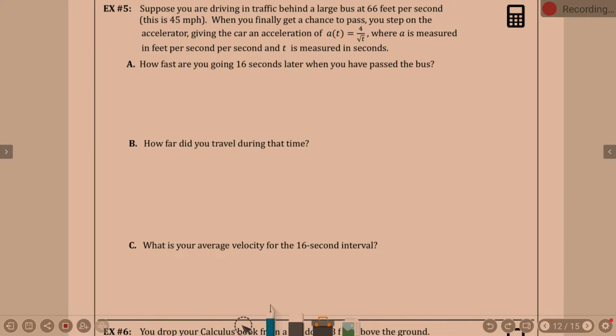Don't we have to do the integral of acceleration to get velocity? Yes. Okay, so we are going to have to start with the fact that in order to find velocity, which is what we need here, we need to do the integral of acceleration. When we do the integral of acceleration, we're doing the integral of 4 over square root of t, which I'm personally going to write as 4t to the negative 1/2 dt.